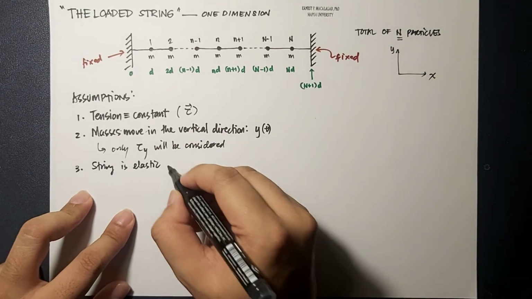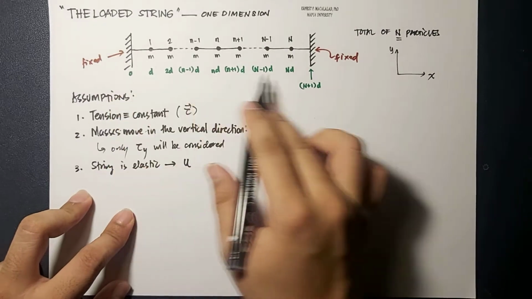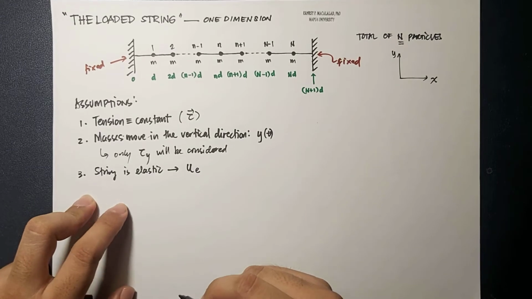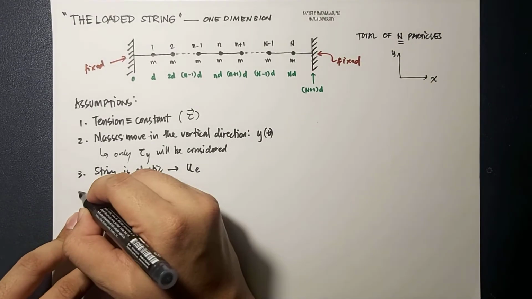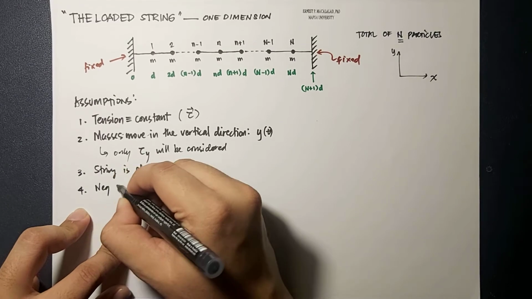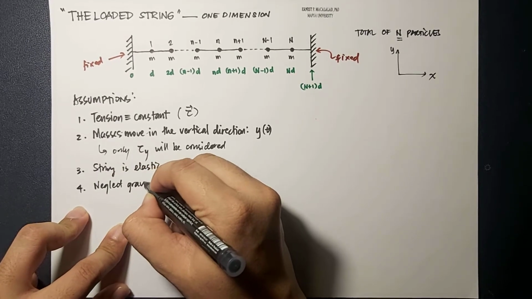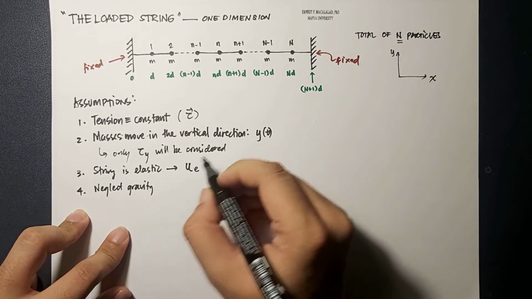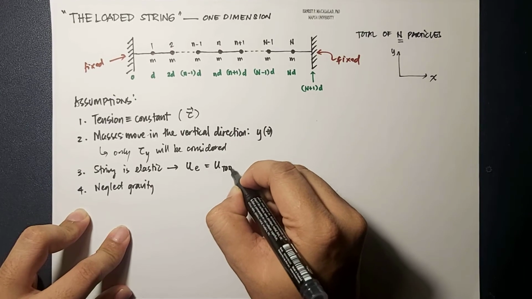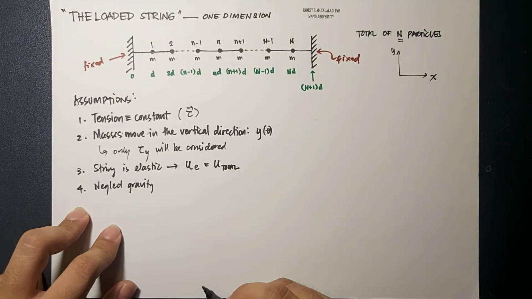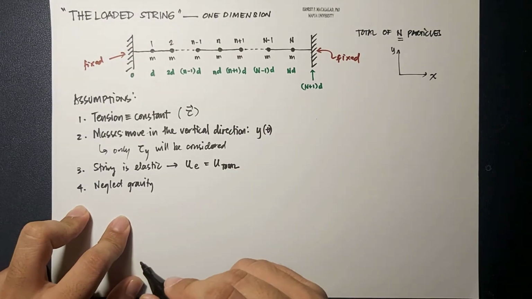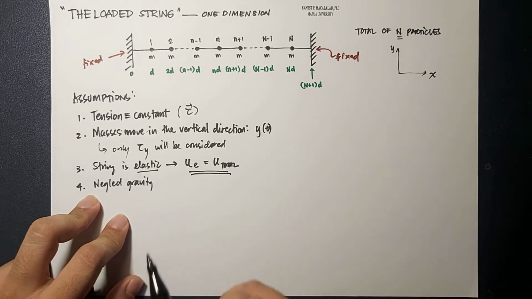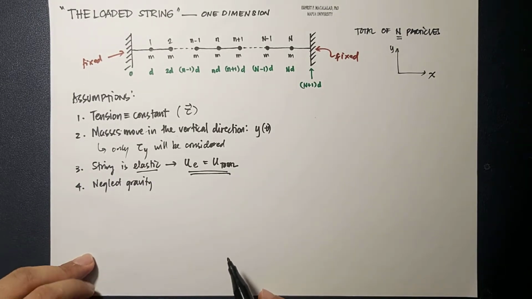Number three, the string is elastic. So that means the potential energy associated with this motion will be from the string, and that is an elastic potential energy. Because of that, we're going to neglect gravity. So the potential energy associated with the string will be the total potential energy. The only force acting on the particle will be the tension. And we already said that it is elastic, so therefore it has an associated potential energy.